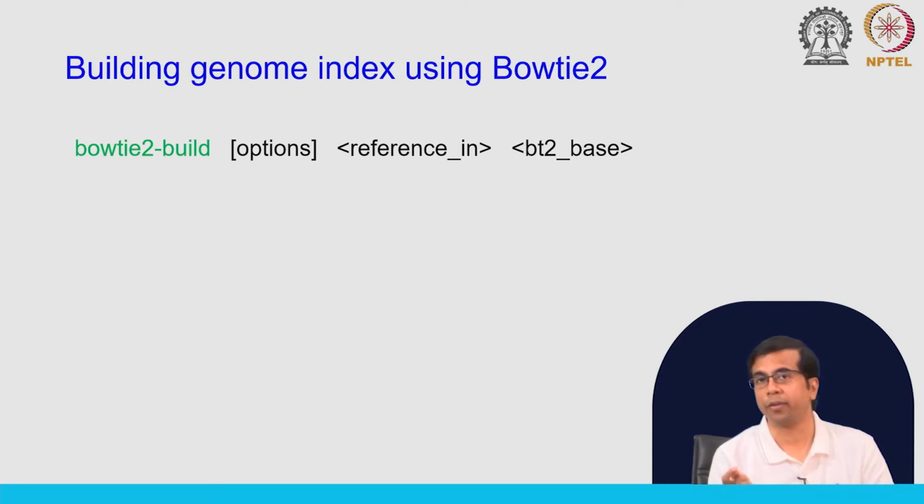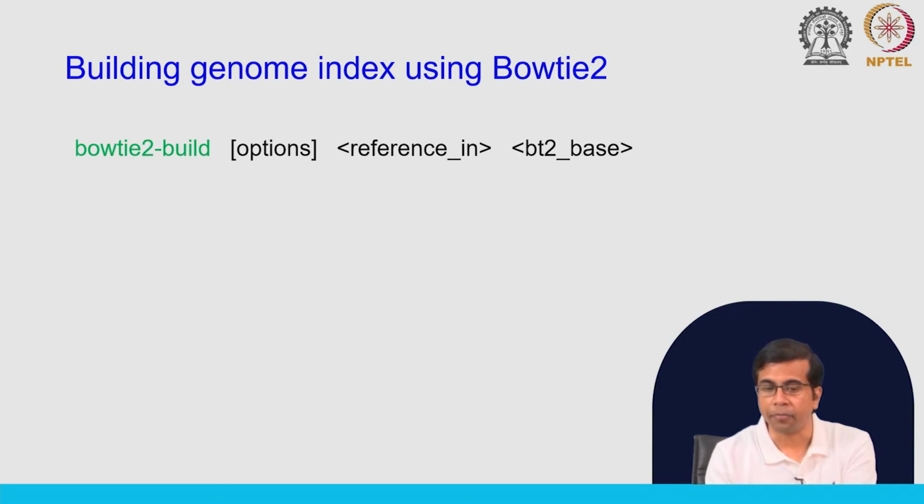What it will do when you run this bowtie2-build, we will see, is that it will create these index files containing all this information, FM index, etc. This bt2_base file name will then be useful for the mapping process. So, you want to specify the name that we will use again for the mapping process.